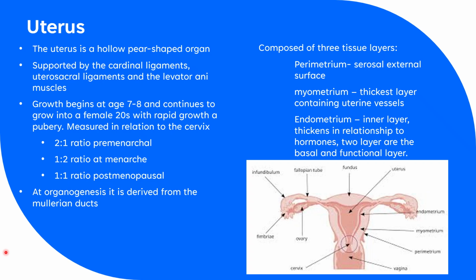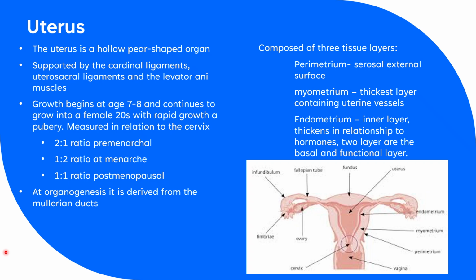It is a hollow, pear-shaped organ that sits in the true pelvis. And as we learned earlier when we were talking about ligaments, it is supported by the cardinal ligament, uterosacral ligament, and that pelvic floor, those levator ani muscles. When we are really young, before 7 or 8, we have not reached menarche yet. We are what is considered pre-menarcheal, meaning pre-period. We have not had our first period. Menarche meaning the start of the first period.